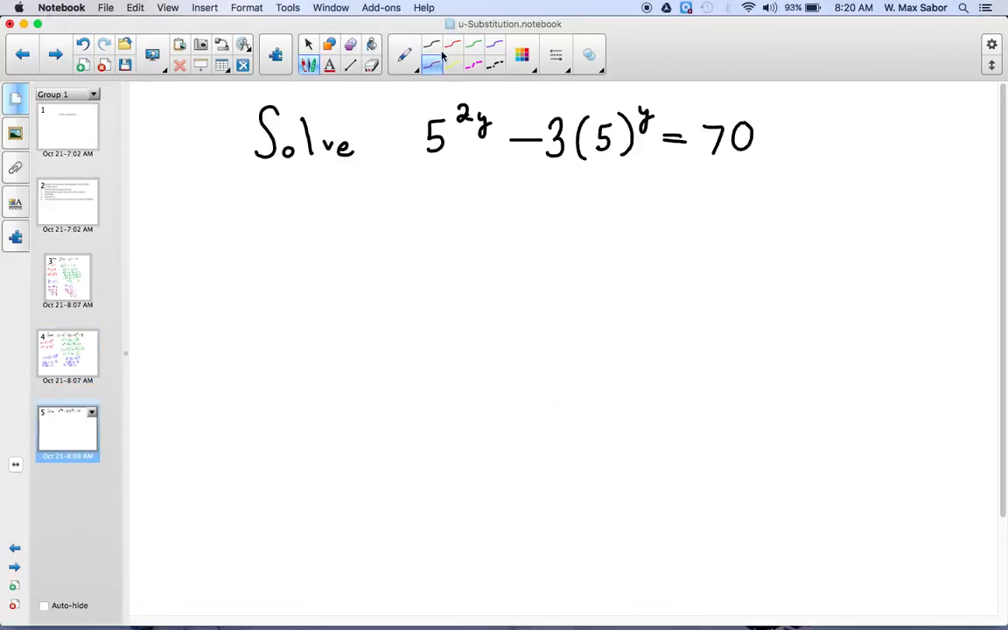One last one, and why I brought it up in the exponential functions unit, is to see 5 to the 2y minus 3 times 5 to the y equals 70. What's the most annoying part of this problem? Well, it's the 5 to the y. So I'm going to call u equals 5 to the y. How do we get 5 to the 2y out of that? Well, once again, it's squaring it. This is the same thing as 5 to the 2y. So now we have u squared minus 3u equals 70.